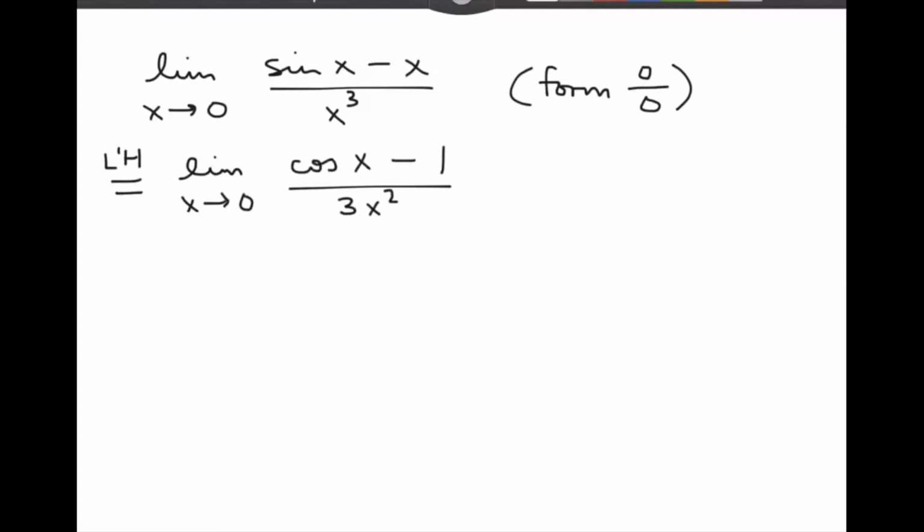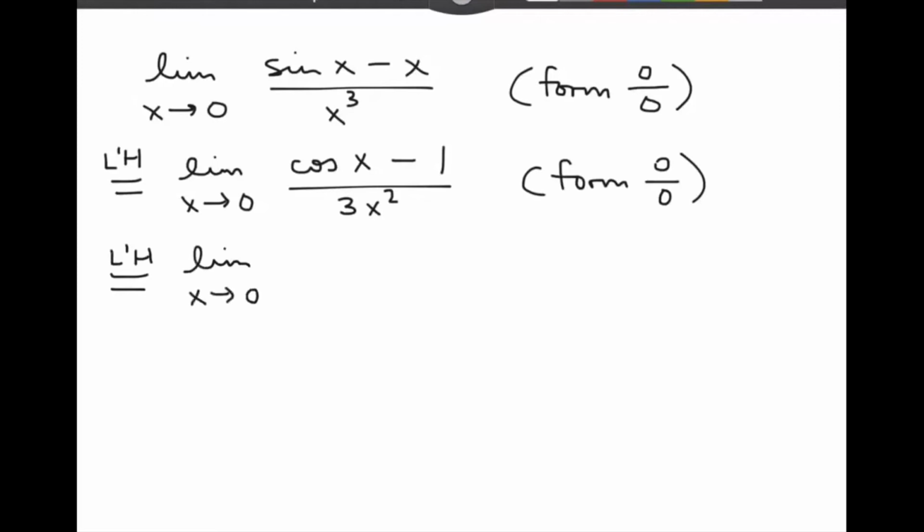The cosine of 0 is 1. 1 minus 1 is 0. And 3 times 0 squared is 0. Uh-oh. Still 0 over 0. Well, guess what? Because it has the form 0 over 0, then you can apply L'Hopital's rule to this limit, all right? Basically, you just keep trying until you get something that's not 0 over 0. All right, so let's try it again.